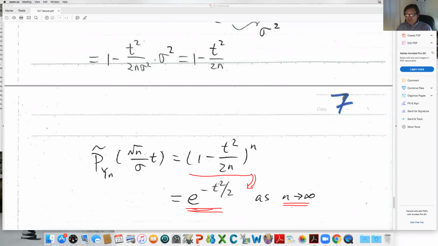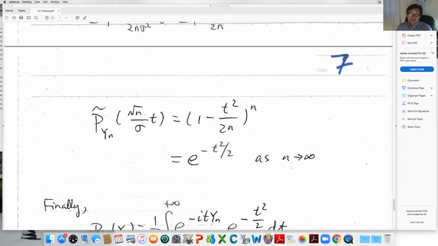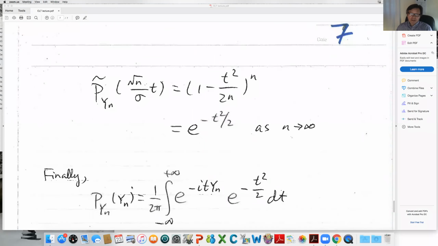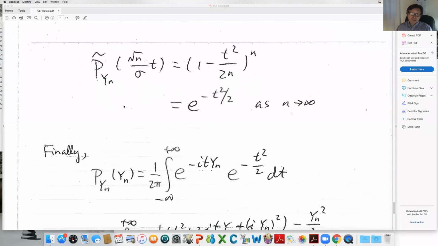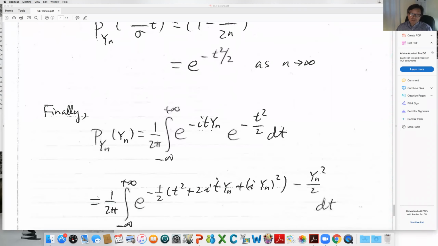If you don't believe me, you can use Mathematica, write code, and do some calculation to show that this is indeed true. Okay, so we have this, and then we put it back. Remember, this is the reciprocal space, right? So we needed to convert back to the real space, so we need to do a Fourier transform back to the real space.